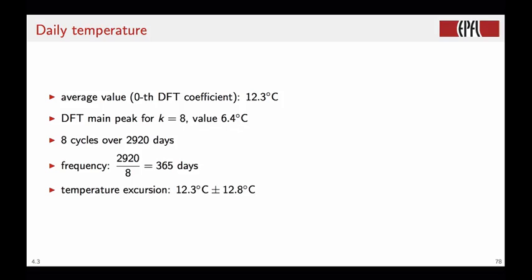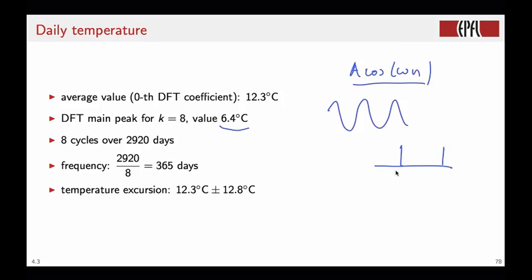Now the value of the DFT main peak is 6.4 degrees Celsius. Now if we have a sinusoid of the form A cosine of omega n, and we take the DFT of this signal, we will have a peak in magnitude for some index k that has a value of A over 2. Remember the definition of the DFT of a cosine function. So from this we can say that the temperature excursion around the average is twice the value of the DFT main peak, and so we can say that the yearly temperature at the point of measurement was an average of 12.3 degrees plus or minus 12.8.